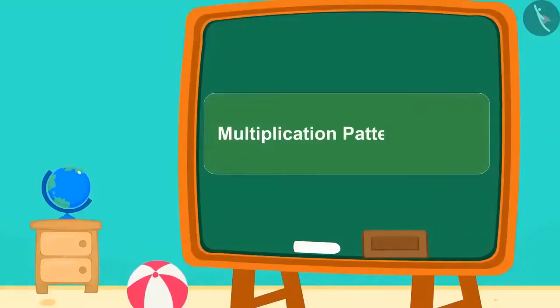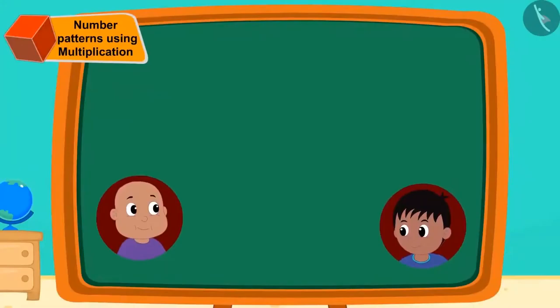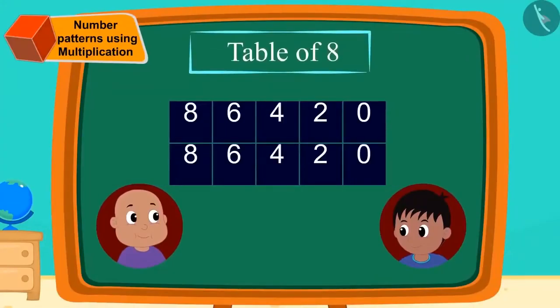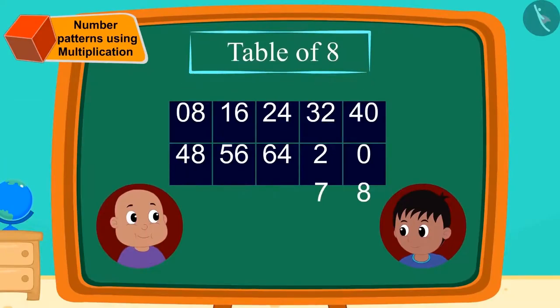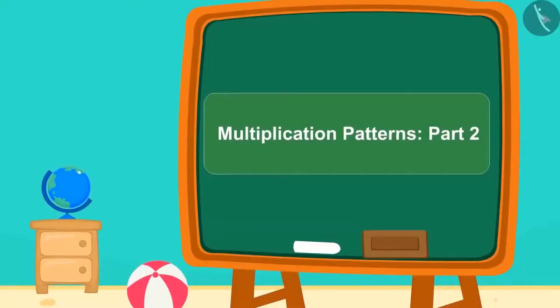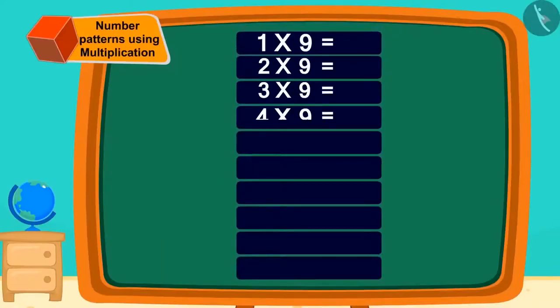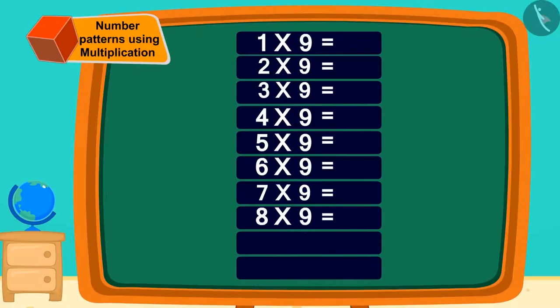Children, in the previous lesson, we saw how Raju gave Bablu an easy way to memorize the tables with some unique patterns. Would you like to learn some more such patterns? Let's learn. Let us see two unique patterns to memorize the table of 9 easily.